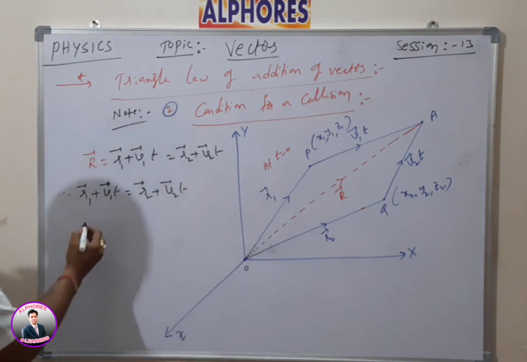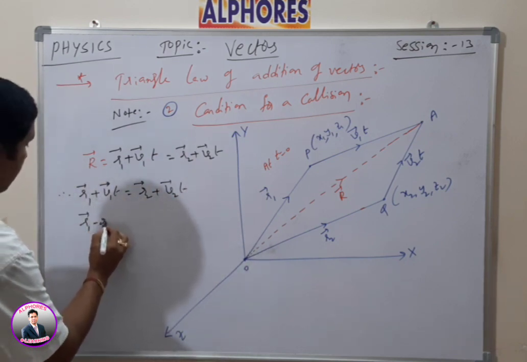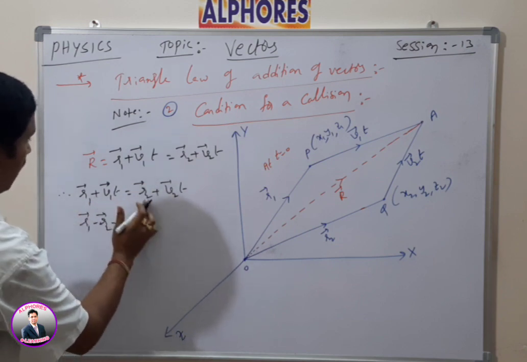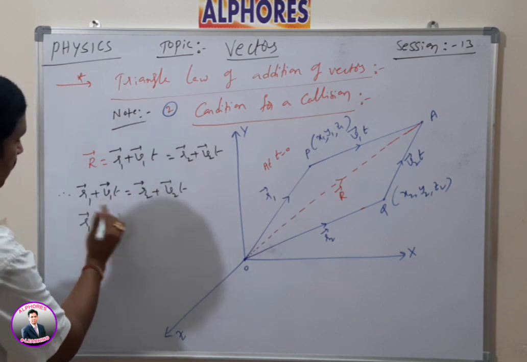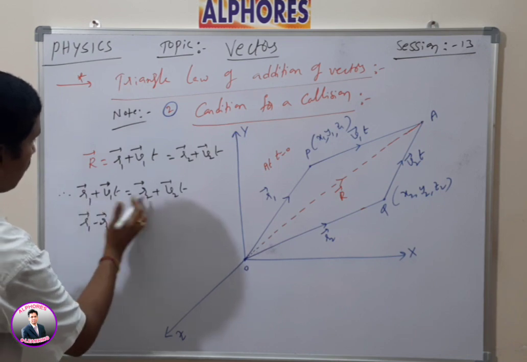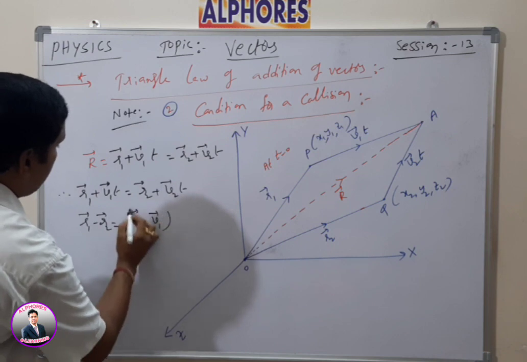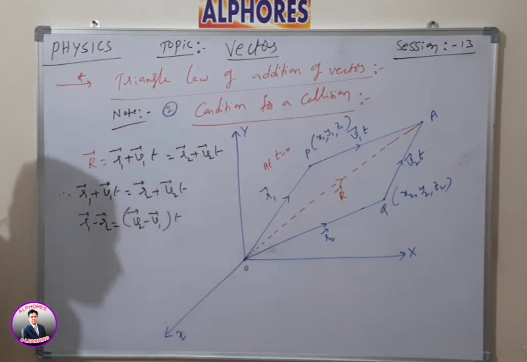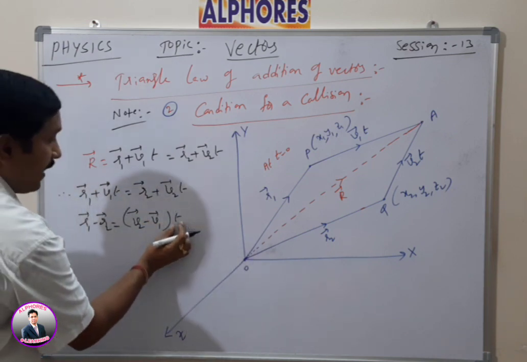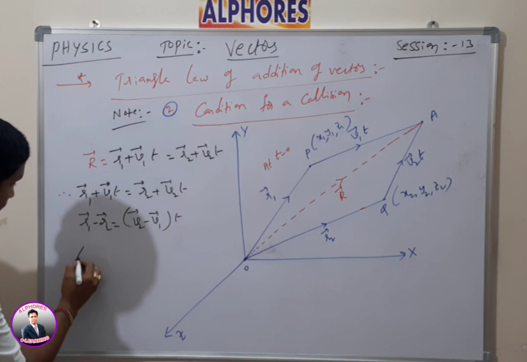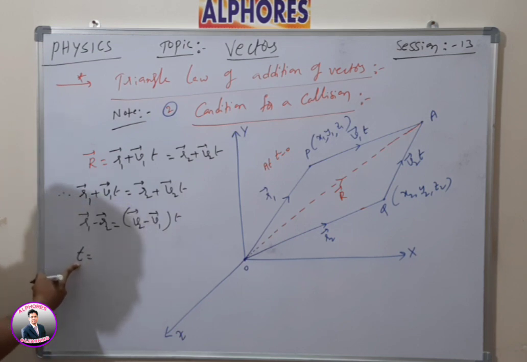Here, r1 bar minus r2 bar is equal to how much? The r2 bar term can be moved to the other side, so r1 bar minus r2 bar is equal to v2 bar minus v1 bar into time t. In order to find the time taken for collision of two particles, I have to rewrite this equation in this form. Time is a scalar, that's why.